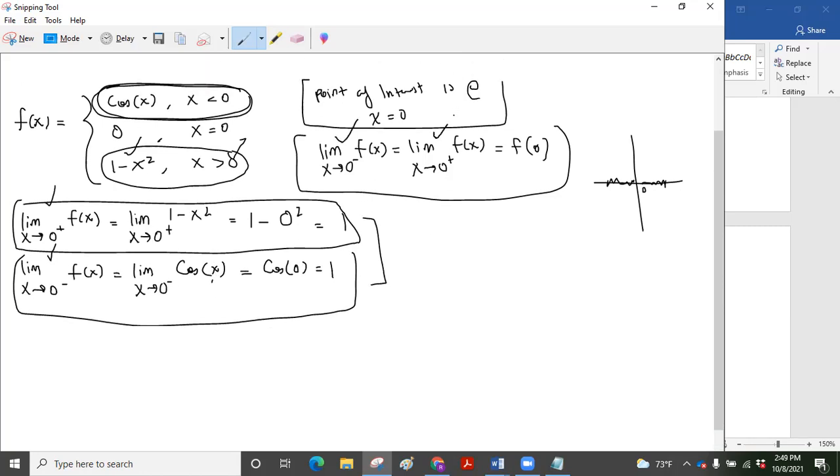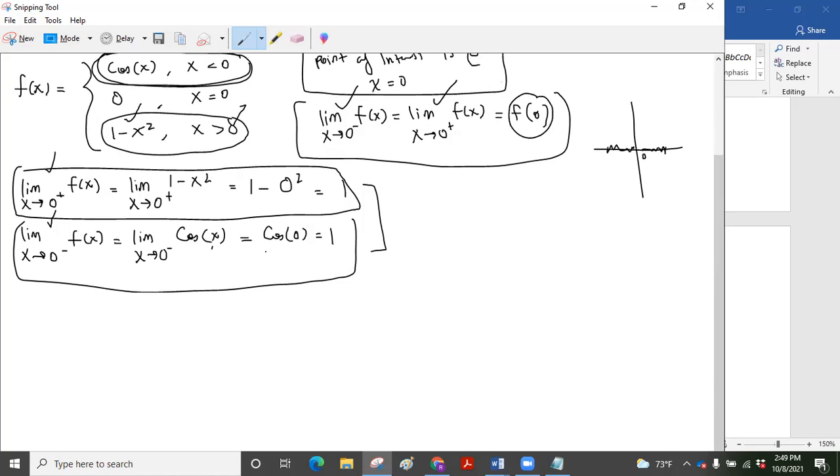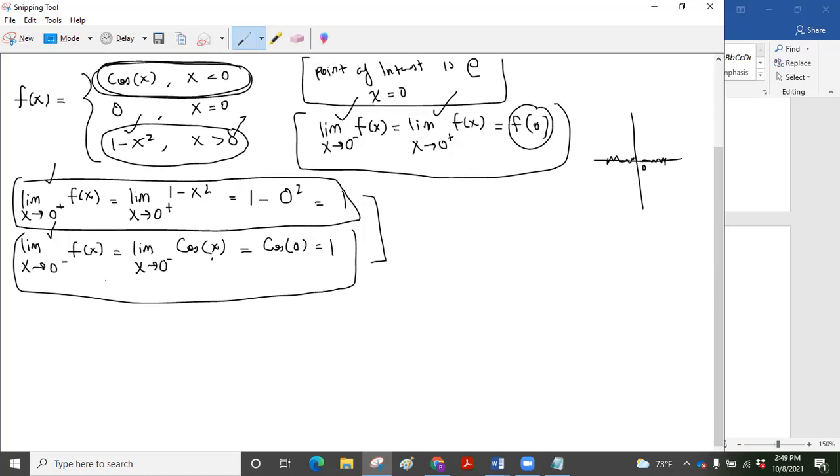This is true and this is true, but let's see if the last is true. Is it all equal to f of 0? Well, if I plug in, it says if your x value is 0, your answer is 0. So this came out to being 1, this came out to being 1, but this is 0, which means the function is not continuous at x equals 0.